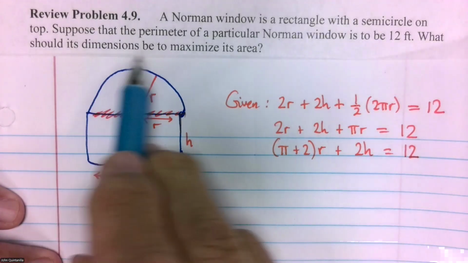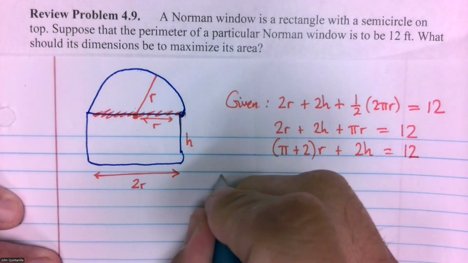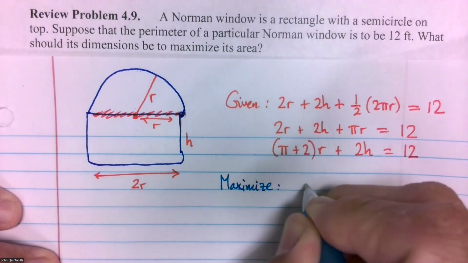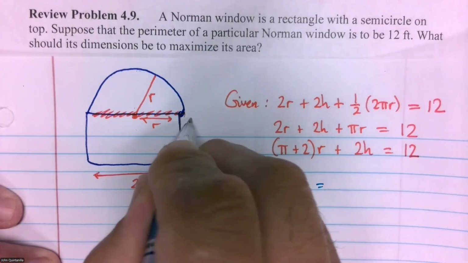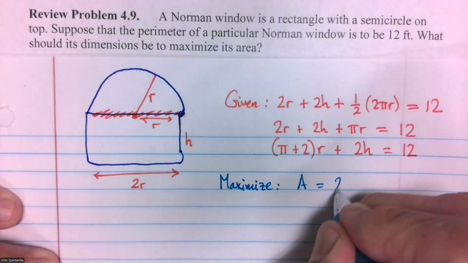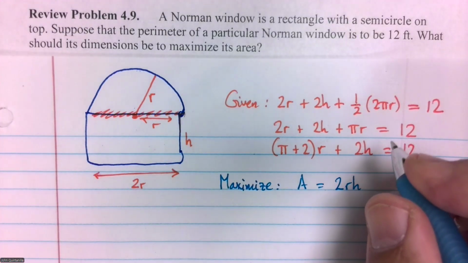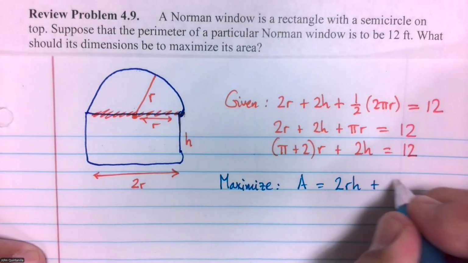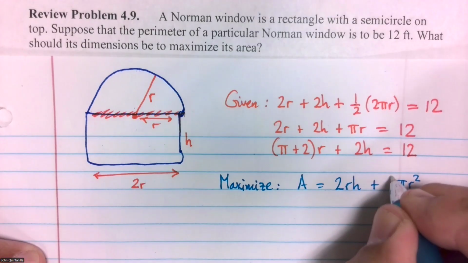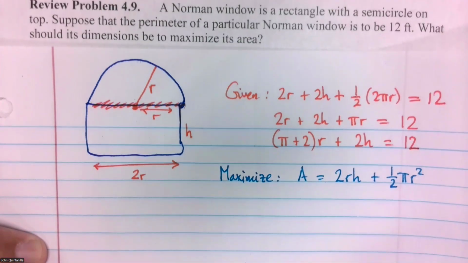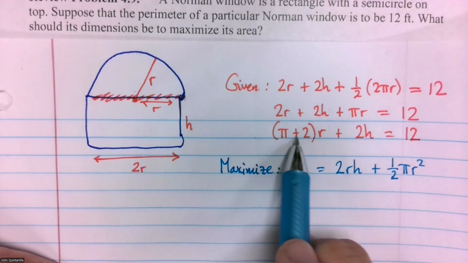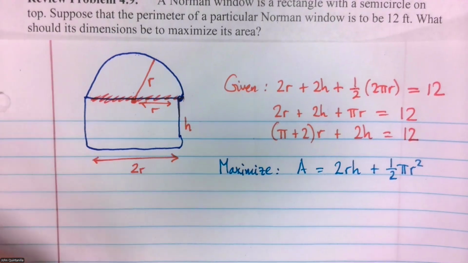The goal is to maximize the area. The area is the area of the rectangle, 2r times h, plus the area of the half circle. The area of a circle is pi r squared, and it's half a circle, so 1/2 pi r squared. So the goal is to maximize this function given this constraint.